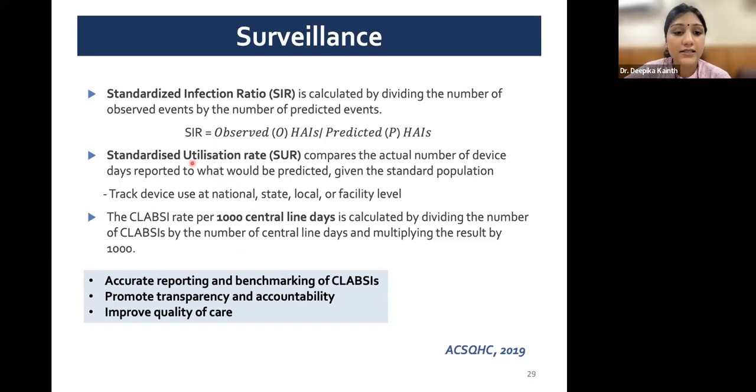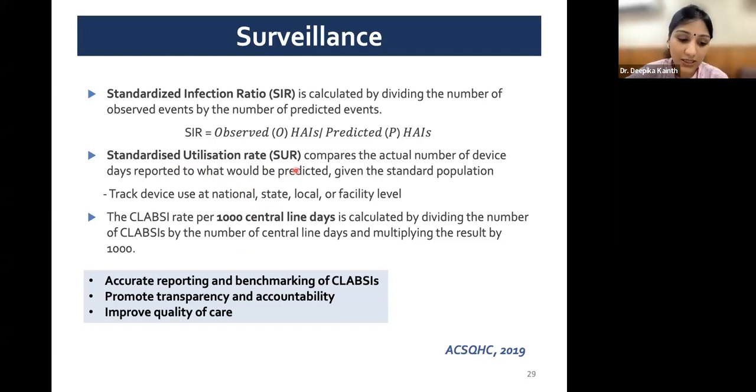Then there is another, the standardized utilization rate, which actually tracks the device, meaning for how many days the lines were actually placed. And this can also come from daily routine charts. But we don't have, I think, any central reporting facility for this. But the National Health Surveillance Networks and organizational bodies like the CDC are recommending use of these ratios in daily practice.